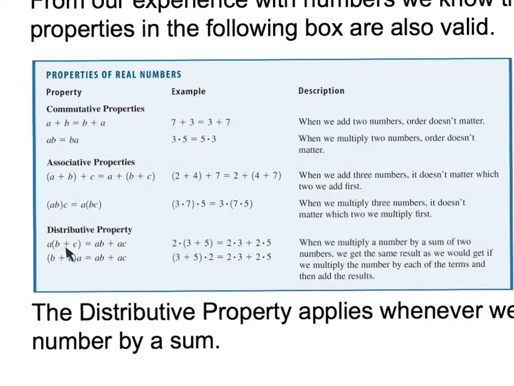So when you're adding or subtracting inside parentheses and you're multiplying on the outside, what you're going to do is multiply that a times the b, and then you're going to multiply the a times the c, okay, and then add. Okay, so 2 times (3 plus 5) is 2 times 3 plus 2 times 5. And then if it's afterwards, it's the same deal. So if the a is afterwards, you can do a times b plus a times c. So that's our distributive property.